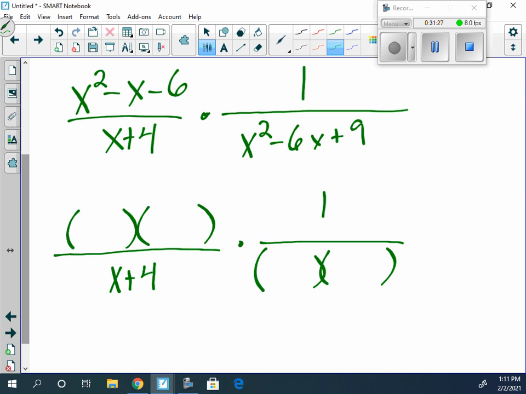Now, for the one up top, x squared minus x minus 6, since 6 is negative, the signs are opposite. X squared is going to be x and x. And the factors of 6 that we're going to use are 2 and 3. I think we actually factored that one a minute ago. Now the other one, x squared minus 6x plus 9, since 9 is positive, the signs will be the same and match the sign of the middle term. We have x and x. And the factors of 9 we're going to use are 3 and 3.